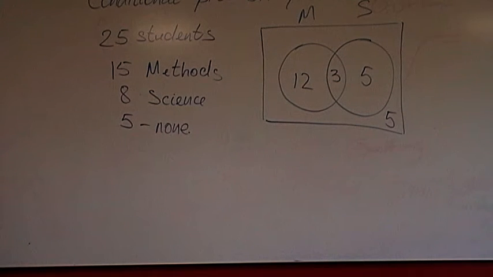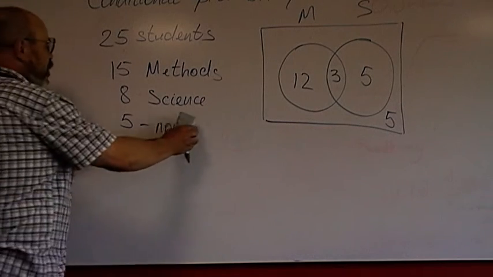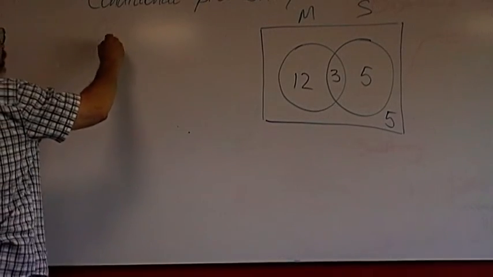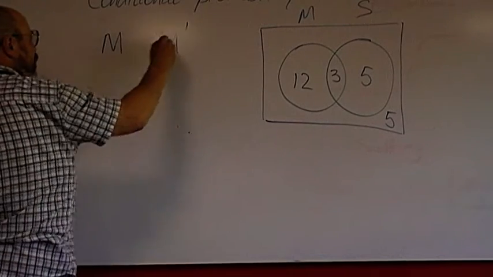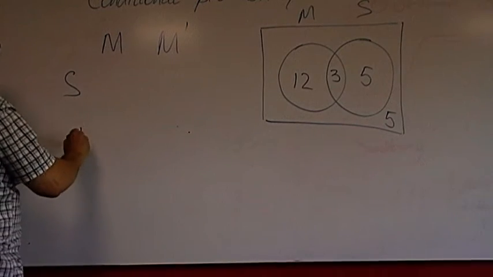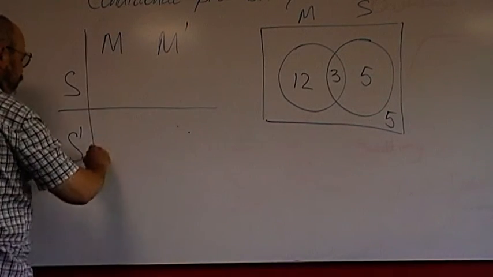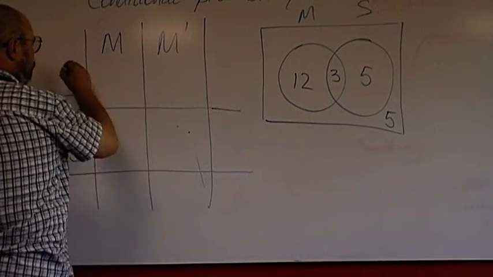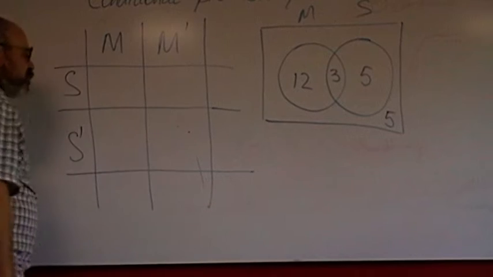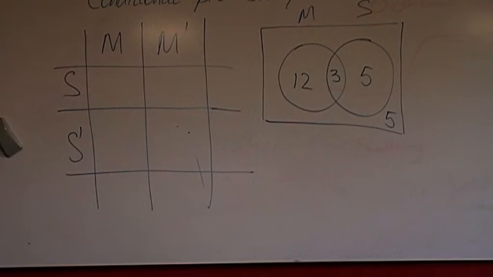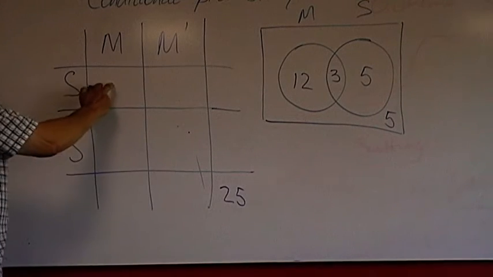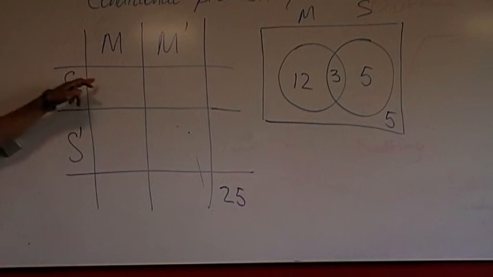Now we can represent the same information using a probability table. It has to fill the gaps like this. We have math, not math, doing science, not science. So in total, we have 25 students. This is doing both math and science, 3.